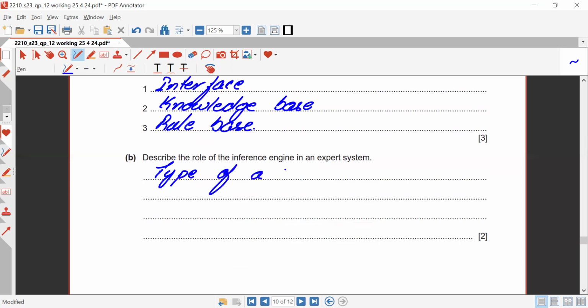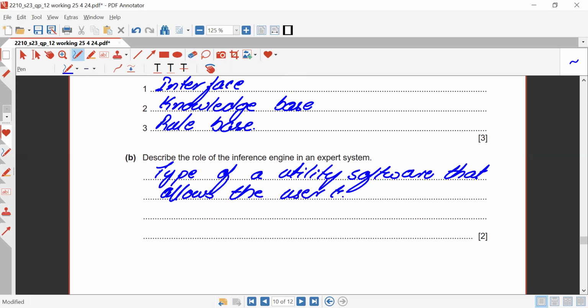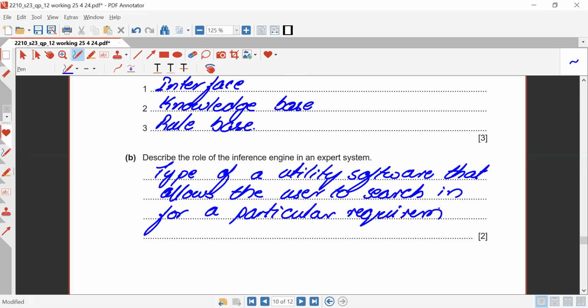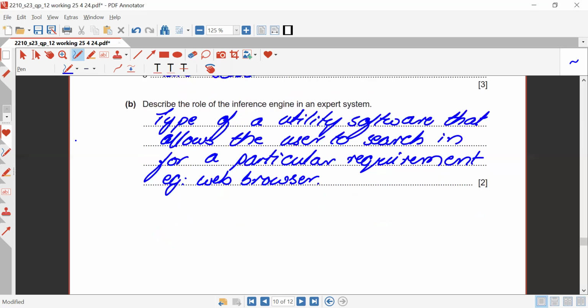Type of a utility software that allows the user to search for a particular task or a particular requirement. Example, web browser. Okay, I think we have a query. Let's say yes. Okay.